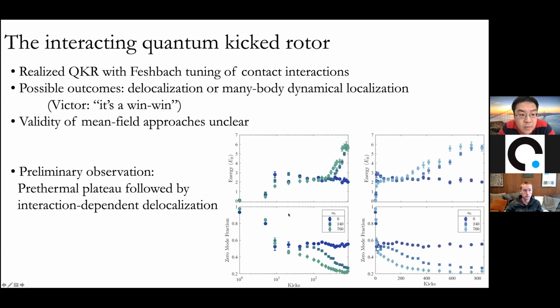I think the data I'm showing here are just a few weeks old, but the preliminary observation is that we see a pre-thermal plateau. Again, the top plots here are plotting energy versus kick number on a log axis on the left and a linear axis on the right. So we see this pre-thermal plateau for all 3 interaction strengths, which is non-interacting in blue, medium strength interaction in turquoise squares, and stronger interactions in the diamonds. Apologies for the different colors on the 2 plots. And we see that as we turn on interactions, we see after a pre-thermal plateau some delocalization phenomena that starts at a time that depends on the interaction strength and maybe has a slope which depends on the interaction strength too, although that's a bit less clear.